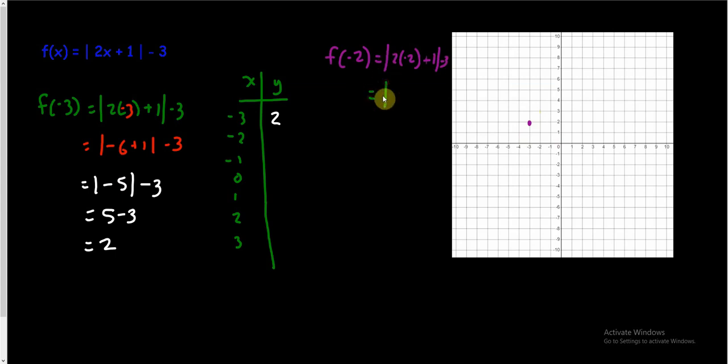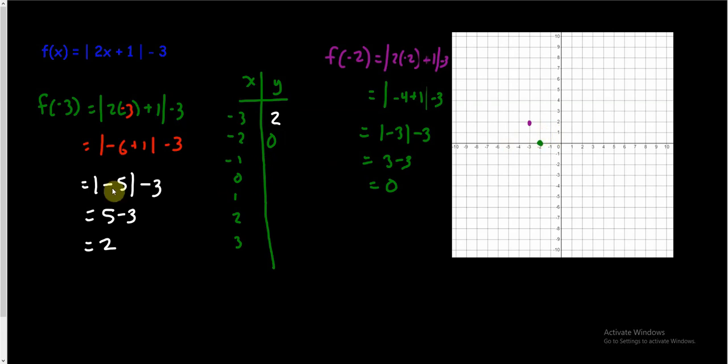Let's see. 2 times -2 is -4, plus 1, minus 3. -4 plus 1 is -3. And -3, the absolute value of that is 3. And 3 minus 3 is 0. So we did find 0, but I have a feeling that may not be my vertex. -2, 0. Okay, let's keep going.